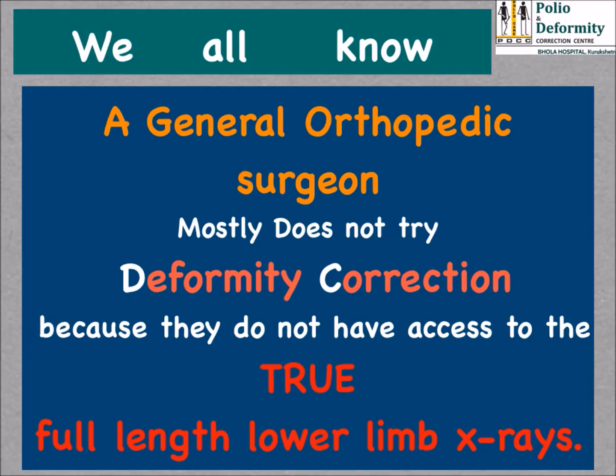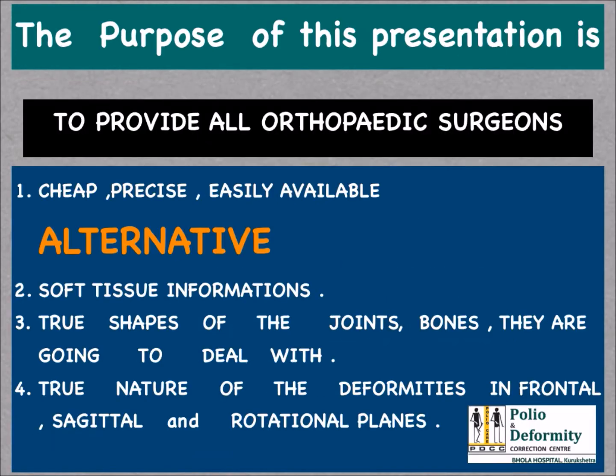We all know a general orthopedic surgeon mostly does not try deformity correction because they don't have access to true full-length lower limb X-rays. The purpose of this presentation is to provide all the orthopedic surgeons a cheap, precise, easily available alternative, which can also give more information regarding soft tissues, true shapes of the joints, bones, which we are going to deal with, and true nature of the deformities in frontal, sagittal, and rotational planes.